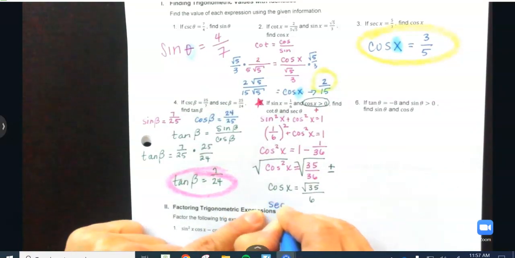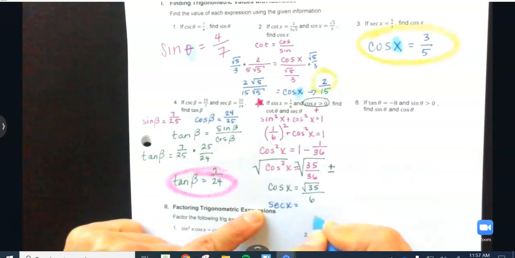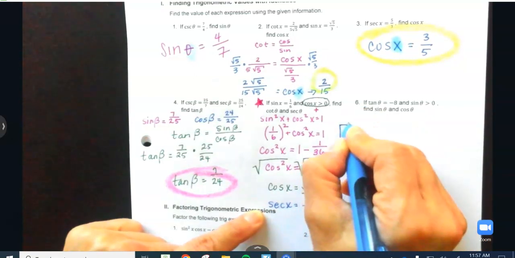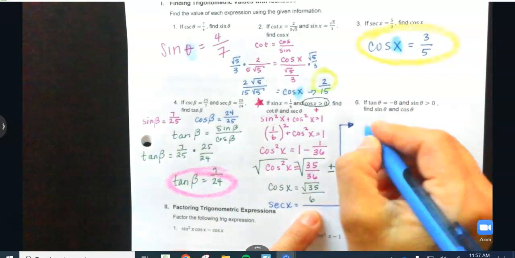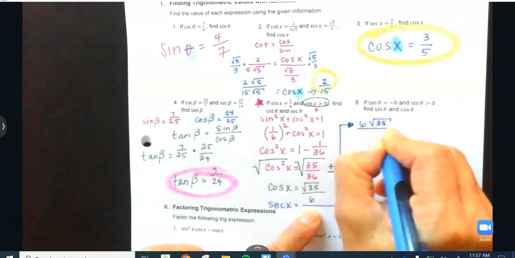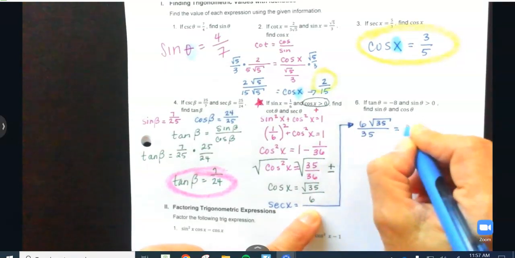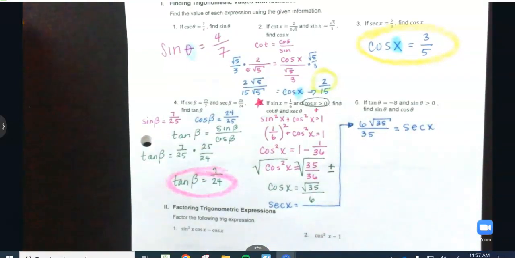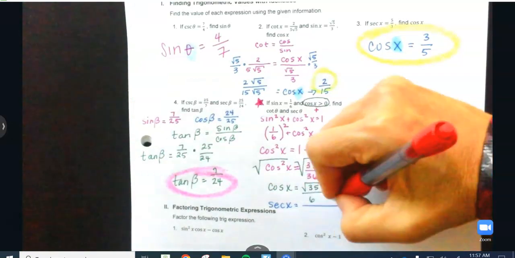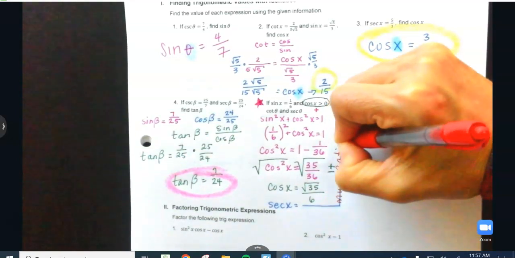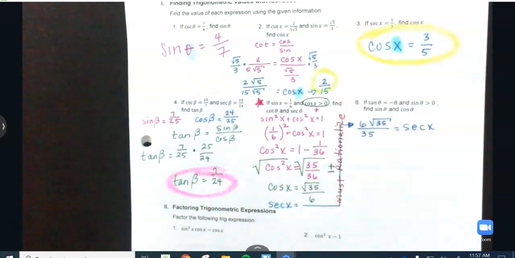Secant of x, I'm afraid I don't have enough room. I'm going to write it over here. I'm going to continue my work right here, guys. It is going to be 6 root 35 over 35. Because remember, if there is a square root in the denominator, you must rationalize. And I'll just put that here because I'm running short on space. All right, there's secant of x.